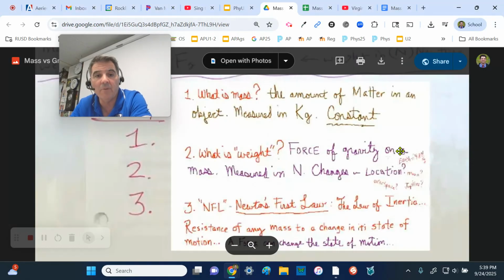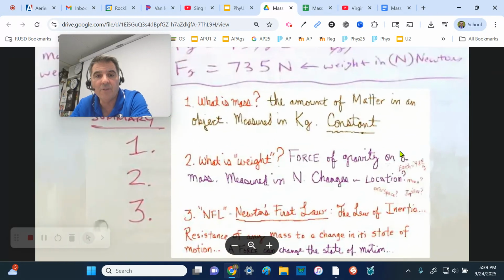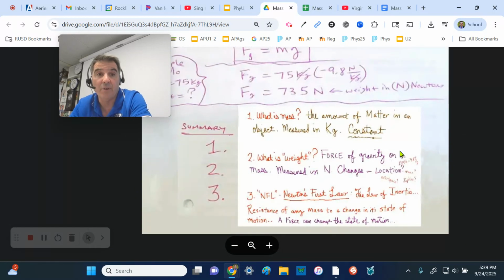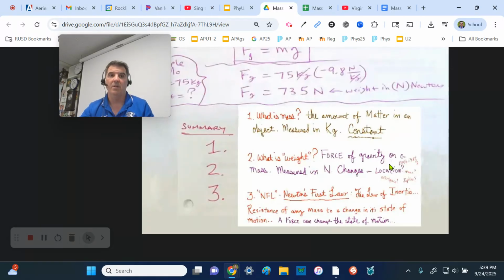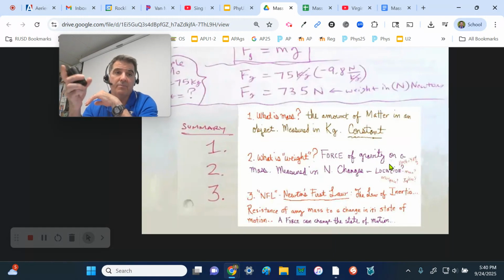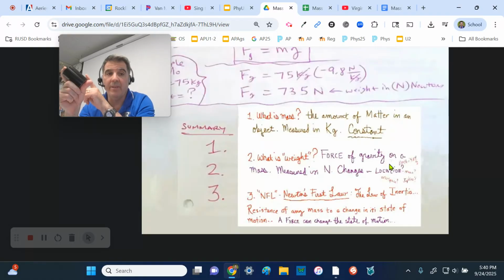And then finally, we have Newton's first law, which is the law of inertia. That says that any mass has a resistance to a change of state of motion. So you don't need weight to resist motion. You need mass to change the state of motion. Remember I said, even though this mass has weight on Earth and it has no weight in space, it still would resist motion in space. It'd be easier to move, that's for sure.